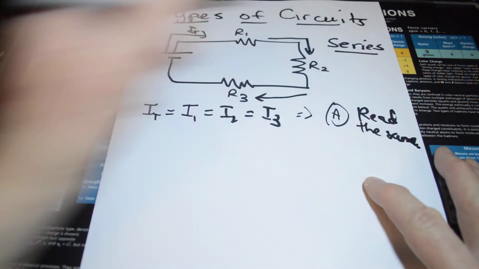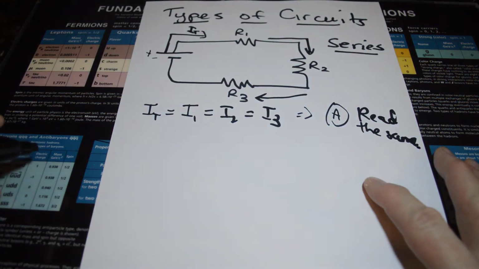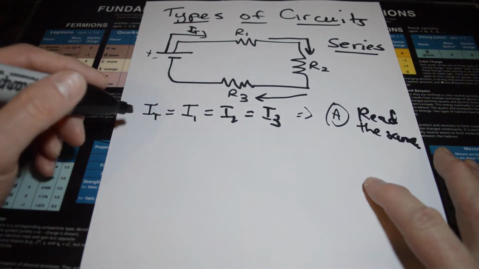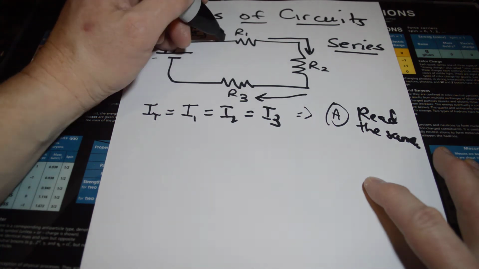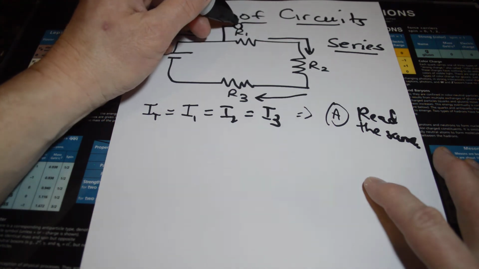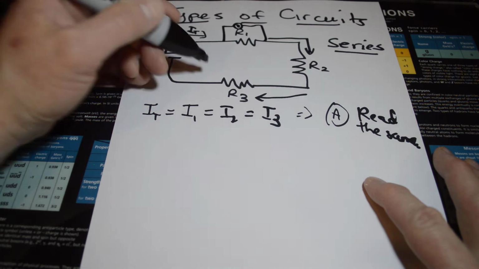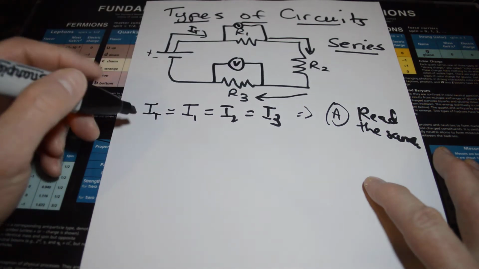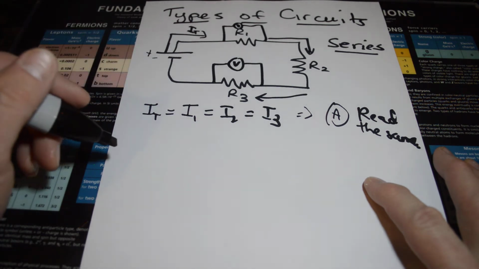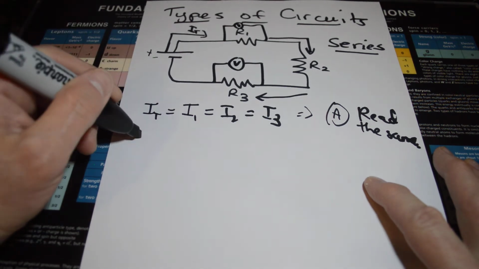So the current is the same in a series circuit. But each resistor is going to use up energy a little bit differently. So if I put a voltmeter here or here, if those resistances aren't the same, then they're going to use up different amounts of voltage.